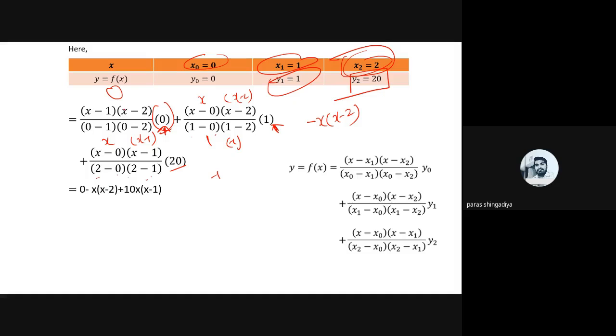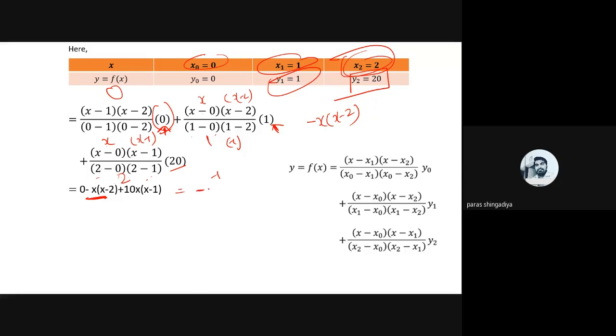We'll get 0 as the answer of the first term. The second term, that is x into x minus 2, and the denominator answer will be minus 1, okay, so it will be negative x into x minus 2, because in the denominator the output is minus 1 there. And now in the third term, the numerator is x into x minus 1, and what will come in the denominator, that is 2 only, because 2 minus 0 into 2 minus 1, so the product will be 2, and 20 by 2, that is 10, okay, so it will be 10 into x minus 1, means 10x into x minus 1, okay. So this equation you will get, and simplify this one also.